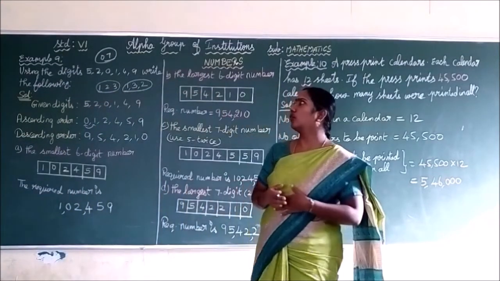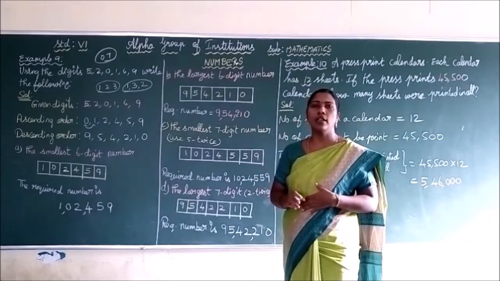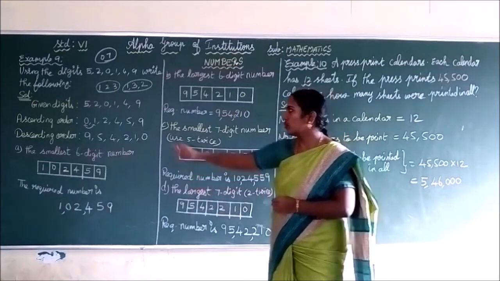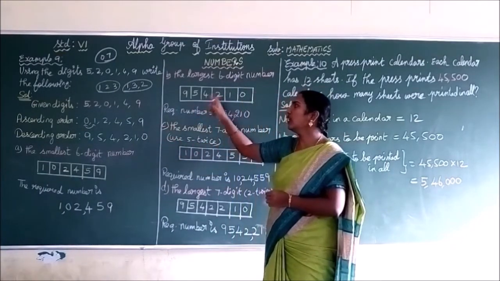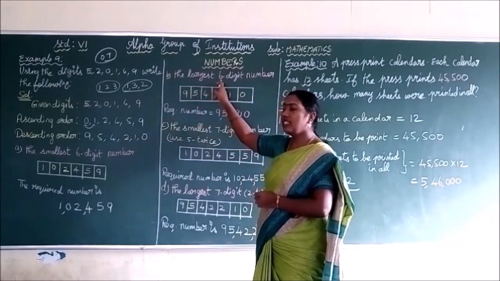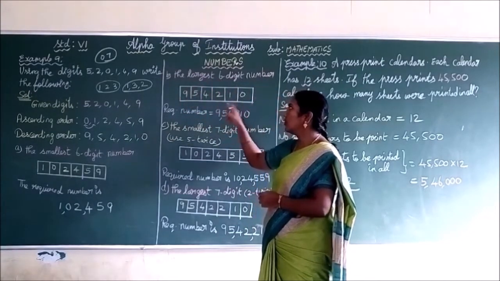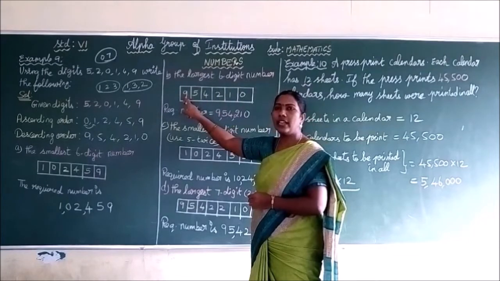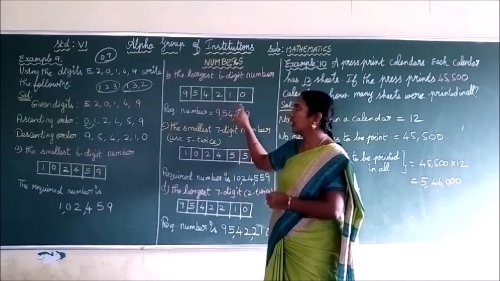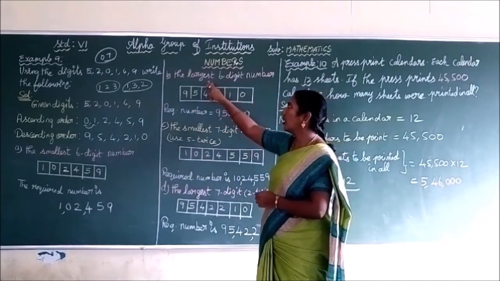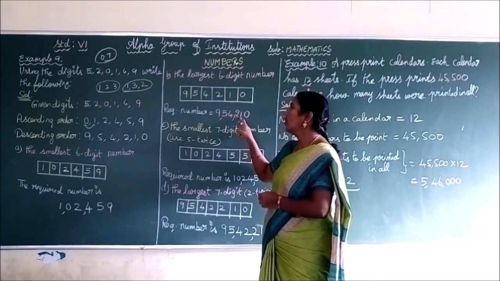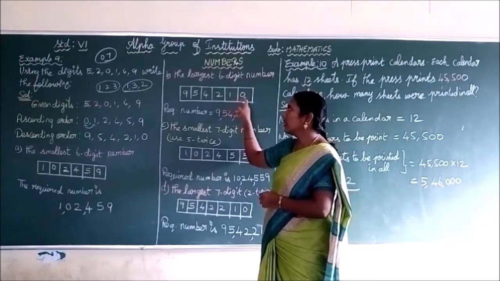How are we going to find the largest 6-digit number? For the largest you have to use the descending order. For the smallest you have to use the ascending order. So here we are using the descending order. See the descending order, which number comes first? 9. So here they are asking for 6 digits, so you have to draw the box which contains 6 divisions. First you write 9 and the next number 5, then 4, then 2, then 1, and then 0. Thus we have written all those numbers. Thus the required largest 6-digit number is 9,54,210. Here, children, there is no need to change the place of 1 and 0.